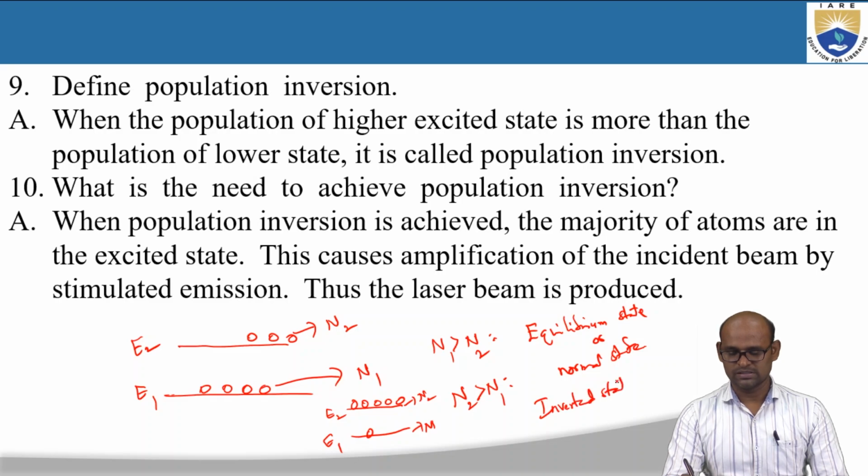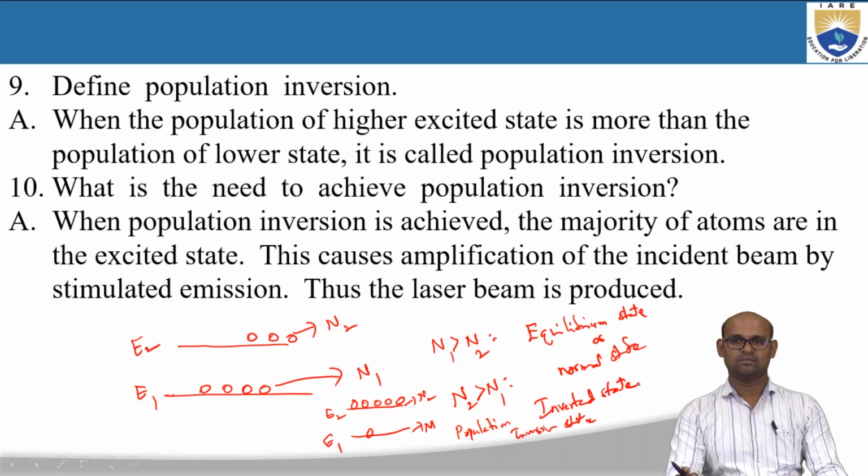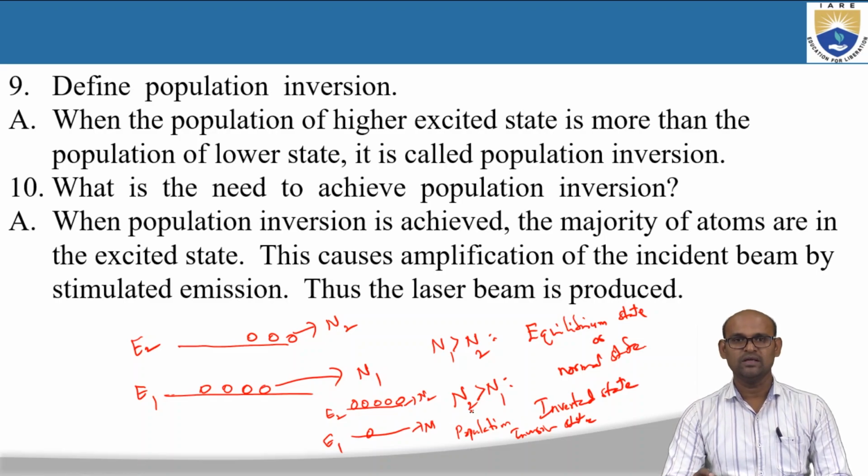It is not the normal state; it is the inverted state, or population inversion state. Population inversion state, or inverted state. Okay, so that is when N2 is greater than N1.